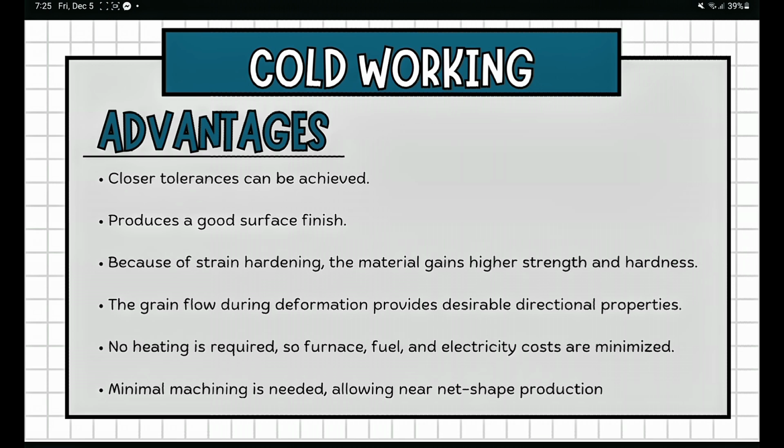The sixth one is minimum machining required. Cold work parts come out with accurate dimensions and smooth surfaces. That means only minimal finishing or machining is needed afterward.